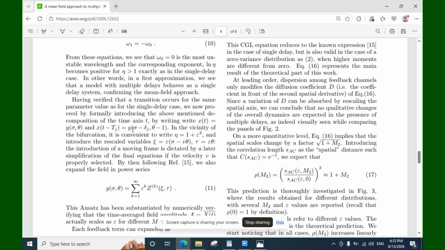From the equations, we see that omega 0 equal to 0 is the most unstable wavelength, and the corresponding exponent ln n becomes positive for n greater than 1, exactly as in the single delay case. In other words, in a first approximation, we see that a model with multiple delays behaves as a single delay system, confirming the mean field approach.